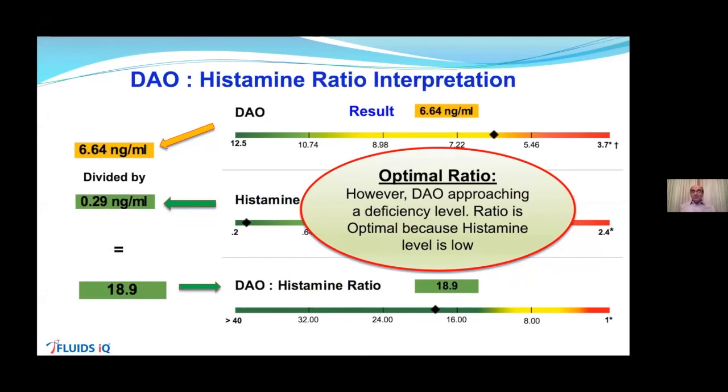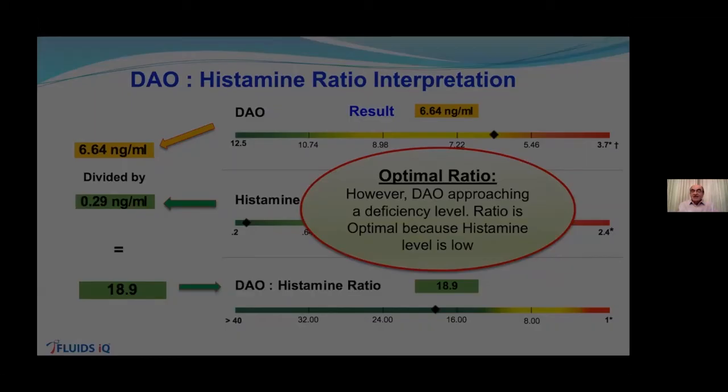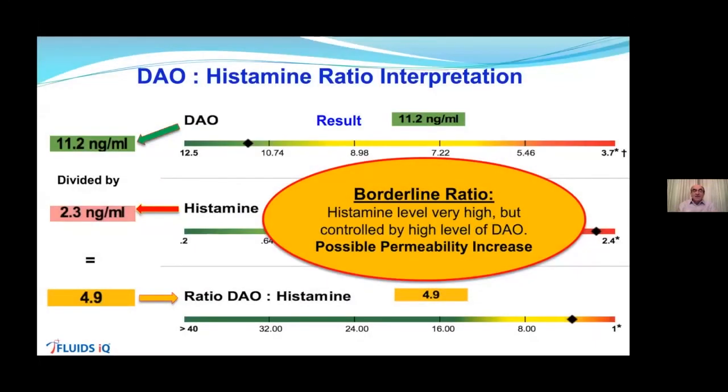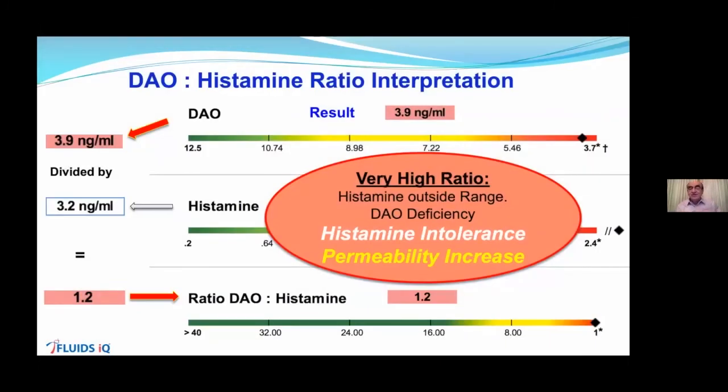Is it an optimal ratio? For example, is it such that you don't have a problem? That can be even if DAO is becoming slightly problematic, but when there's very low histamine, it's still okay. That's very different from a borderline area where the DAO may be higher, but the histamine is very high. So now you look at both of those and you say, wait a second, the ratio is getting very close to red.